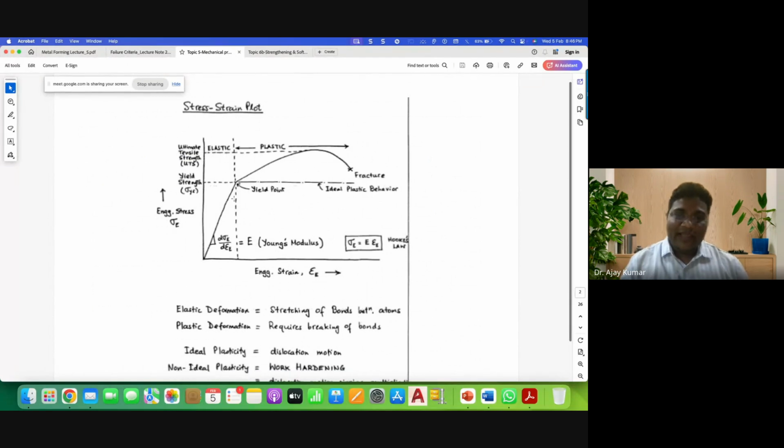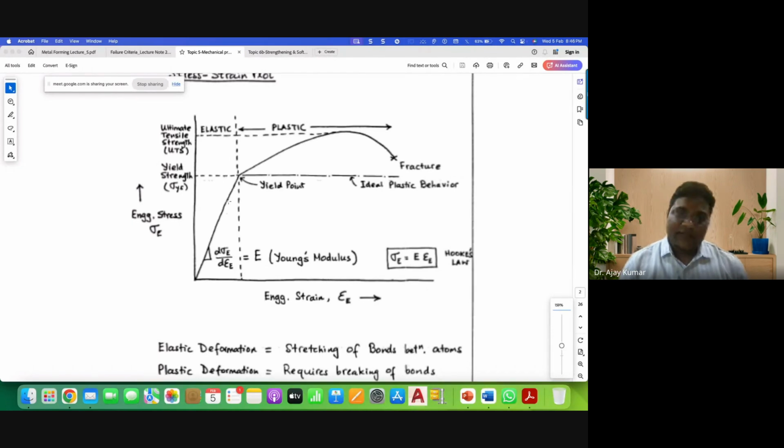Okay, so this is what I have clearly explained to you. This is a better explanation. I hope that this will give you a clear picture. And yield point, and then this is the plastic region here, this is the elastic region, and this is the fracture point. From here you can calculate the Young's modulus. And Hooke's law is valid in the elastic region.